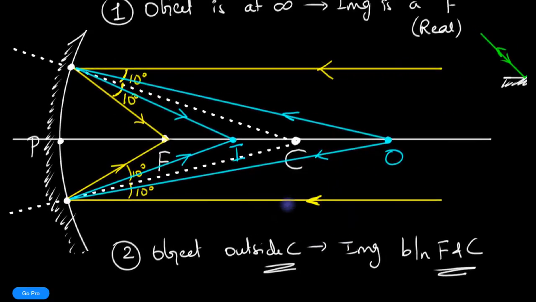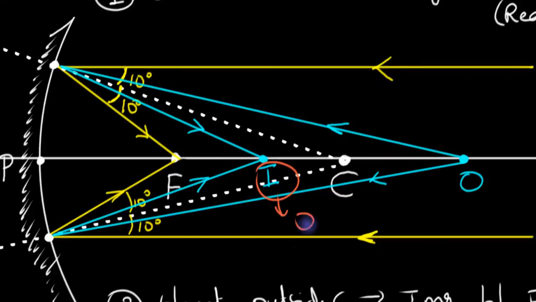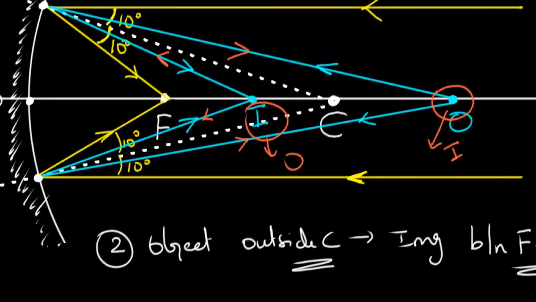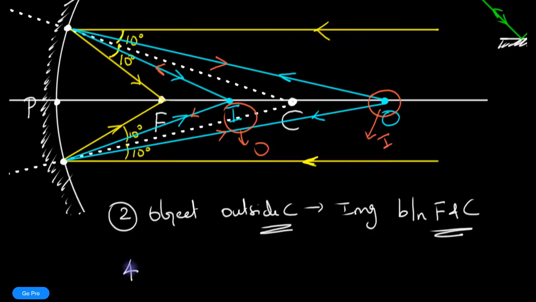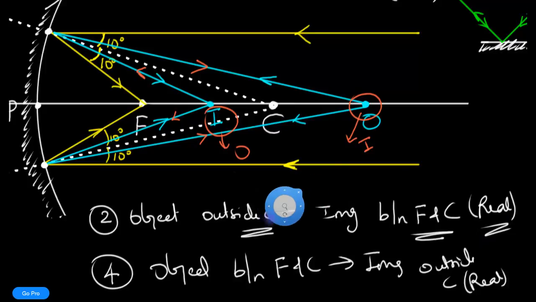Because now I want to know what's going to happen when the object is inside C, between F and C. So what's going to happen when this becomes the object? Well, this now becomes the incident ray. The reflected ray became the incident ray. Oh, that means this now is going to become the reflected ray. And therefore, this now is going to become the image. So, we can write the fourth case here itself. If the object is between F and C. Again, the rays of light are converging at that point. So, this is real. It was real here as well. We are all dealing with real images because rays of light are converging.